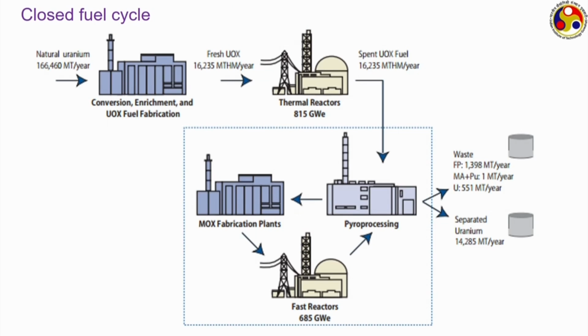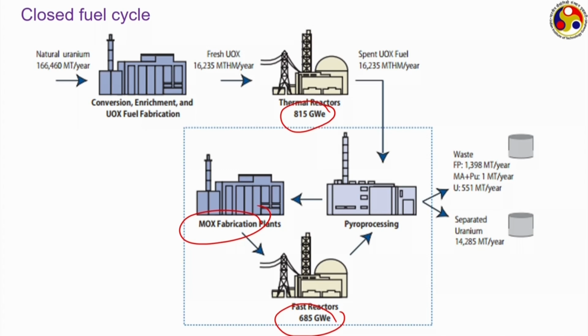So, the closed fuel cycle is the one which makes use of these MOX. You can see the natural uranium is supplied here, which gets converted to uranium oxide after enrichment, and goes to a thermal reactor which produces this amount of energy. The spent fuel from the thermal reactor goes through a reprocessing process like the pyro process, and also MOX fabrication. This MOX is supplied to the fast reactor to get 685 gigawatt of energy.